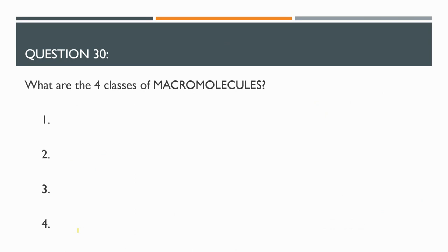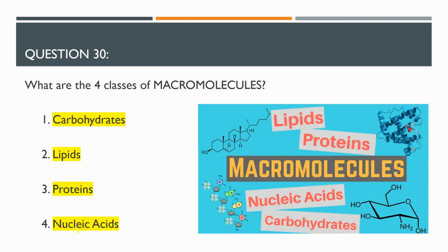All right, so the 4 classes of macromolecules, we have our carbs, lipids, our proteins, and our nucleic acids. And we're about to go through each one of these one by one. This video is going to cover the first 2. We're going to take a look at carbs and we're going to take a look at lipids.